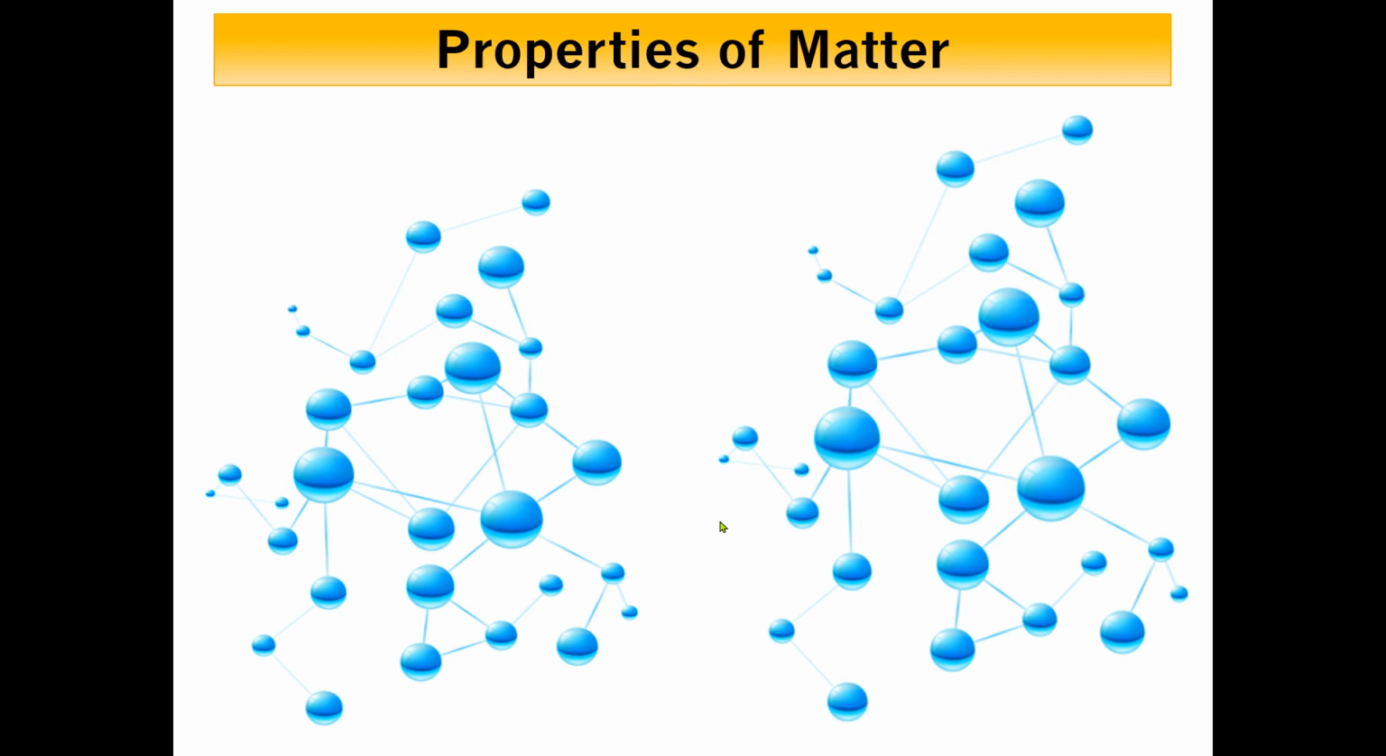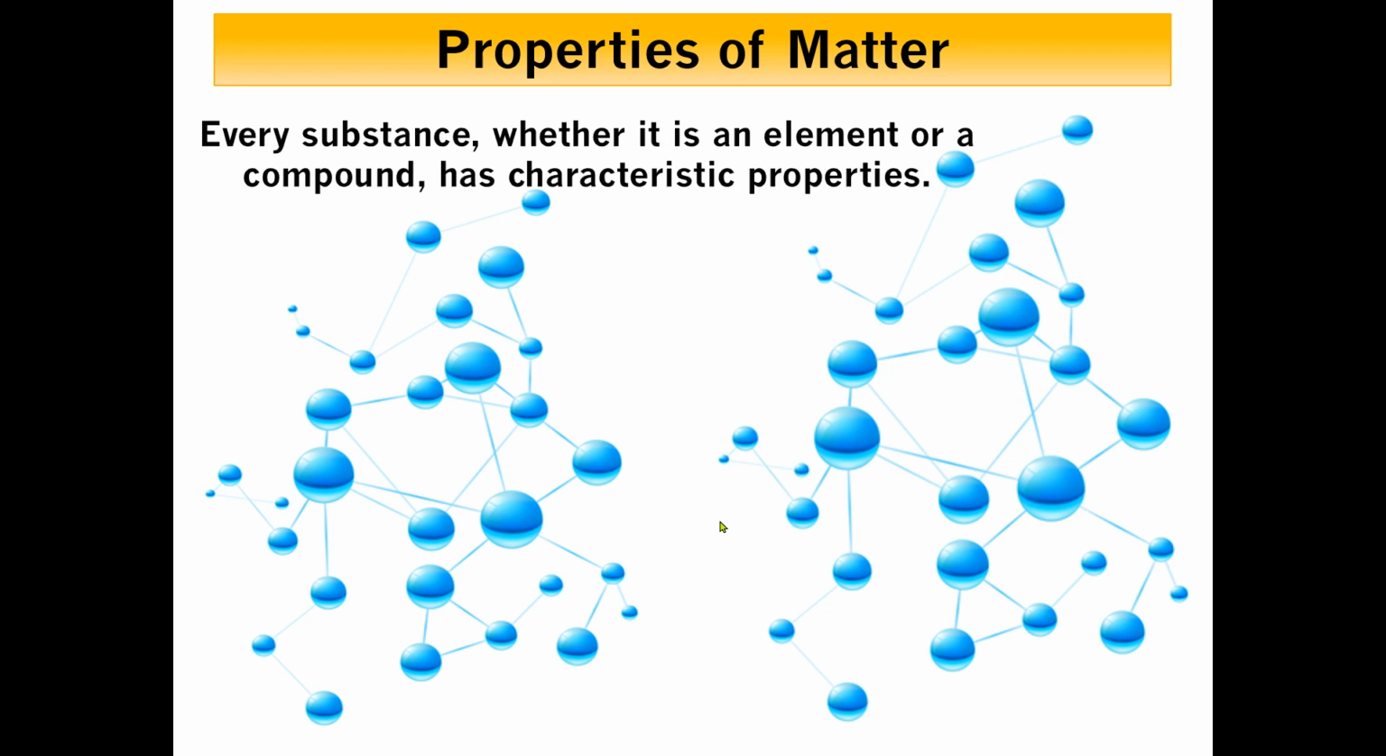So now let's take a look at properties of matter. This is actually what I really wanted to get to. That's why we kind of flew through those first few slides. We're going to look at properties of matter. Well, every substance, whether it is an element or a compound. So an element is what we find on the periodic table. A compound is a combination of elements.